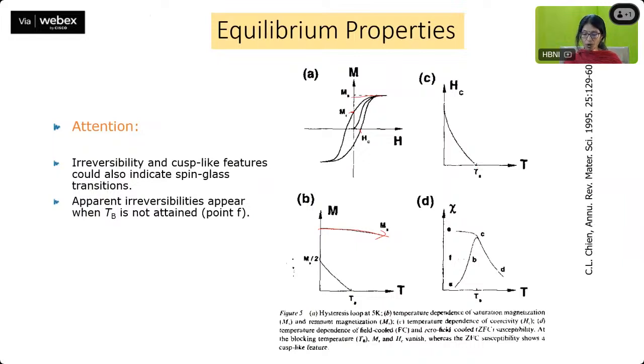And then the D plot is showing you the temperature dependence of field cooled and zero field cooled susceptibility. At the blocking temperature, which is this TB over here, both the remnant magnetization and the HC vanish, whereas the ZFC susceptibility shows a cusp-like feature. So this is basically how your different plots are going to look when you are moving into nano dimensions.